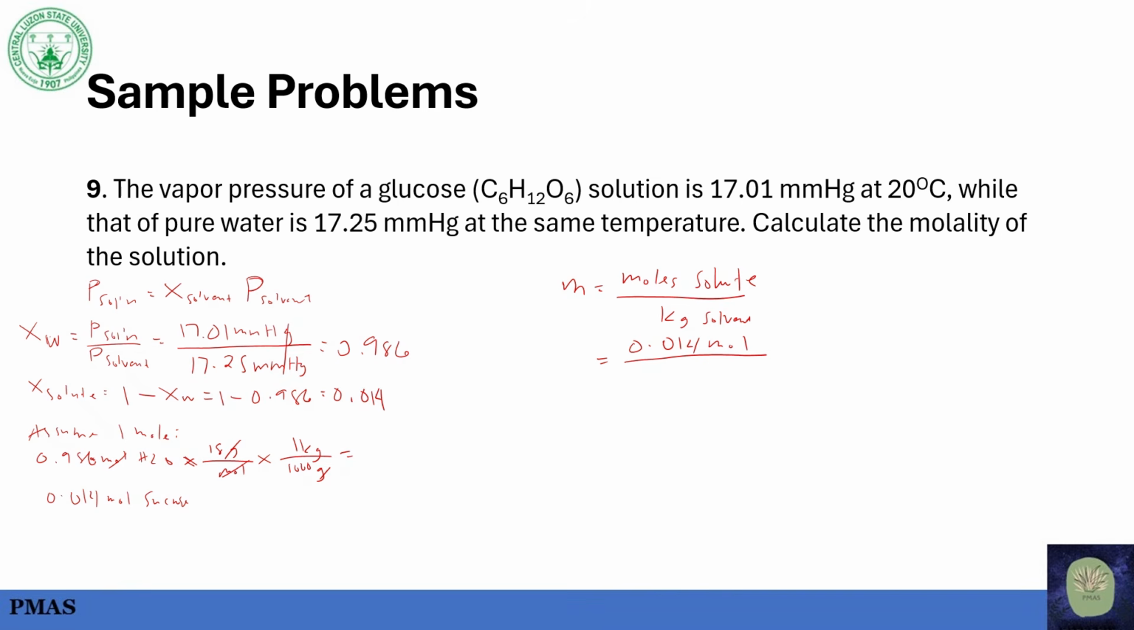So 0.986 mole of water is equivalent to 0.0177 kilograms. So we can use it in our calculation. 0.014 over 0.0177 kilogram, this is 0.79 mole per kilogram, or 0.79 molal. Okay?